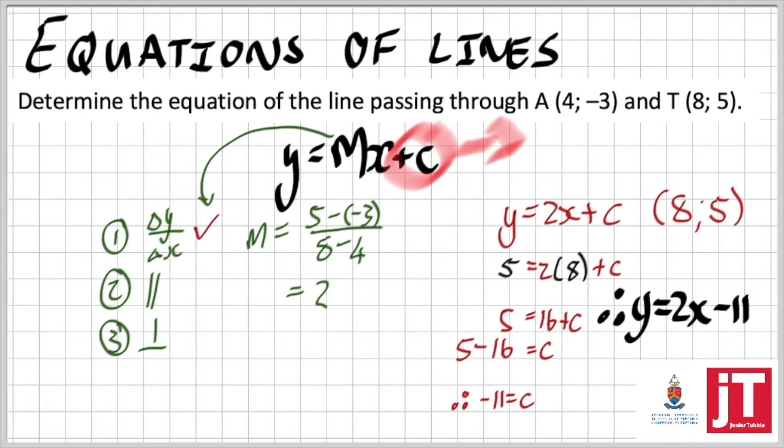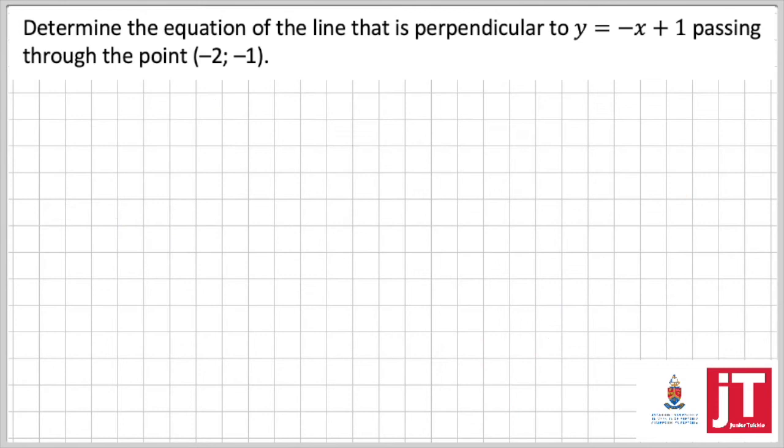But what if they make life a bit more difficult? What if they give it to you like this? Determine the equation of the line that is perpendicular to y = -x + 1 passing through the point (-2, -1). Now we've got to think.